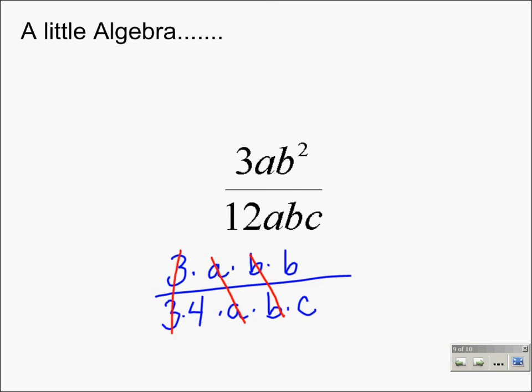So let's take a look and see what we're left with. All we have left in the numerator is a B, because it's B times 1 times 1 times 1, which is B. And then in the denominator, we have 4 times C left. And that would be the simplification of this particular fraction.